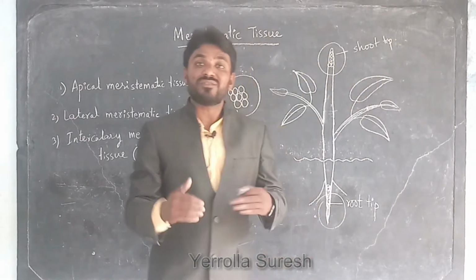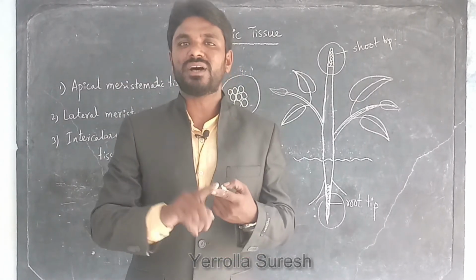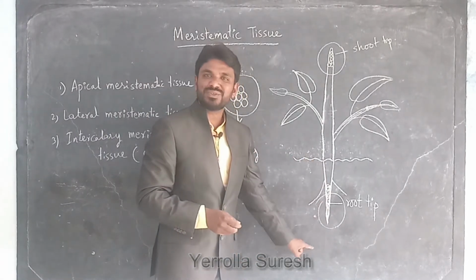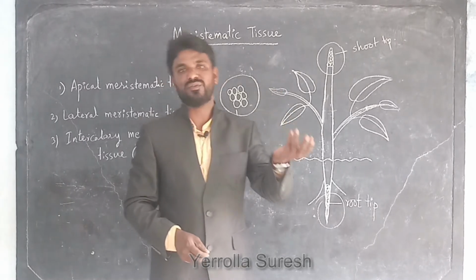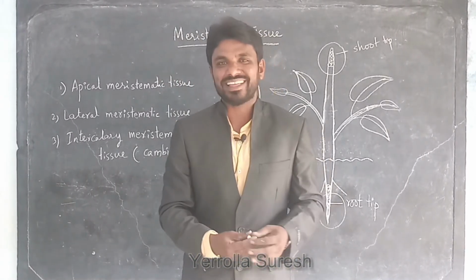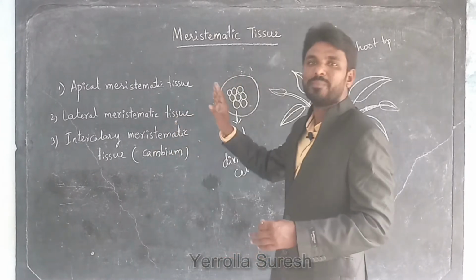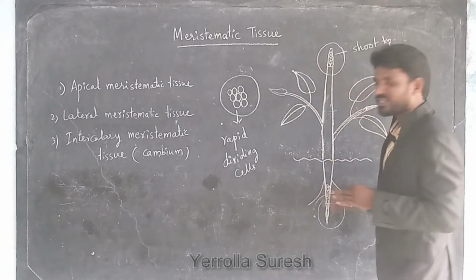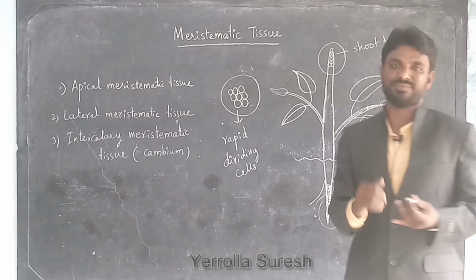So, which part of the plant body can grow very fast? Tip regions of the plant can grow very fast. Root tip can grow very fast into the ground and shoot tip can grow vertically upwards very fast. What is the reason? The reason is the presence of apical meristematic tissue. Because of the presence of apical meristematic tissue, root tip and shoot tip can grow very fast.